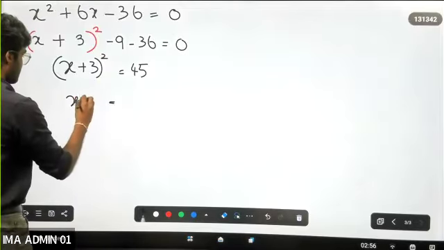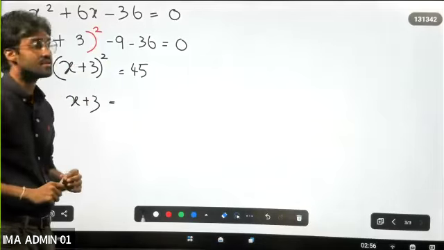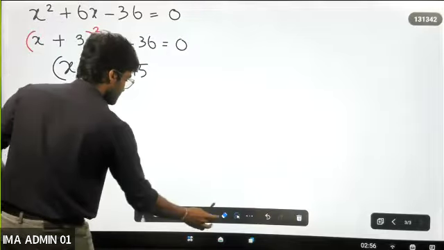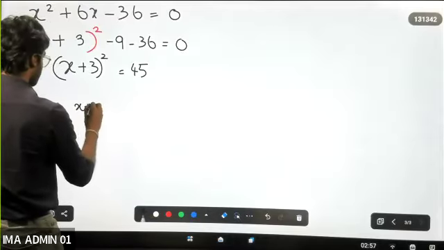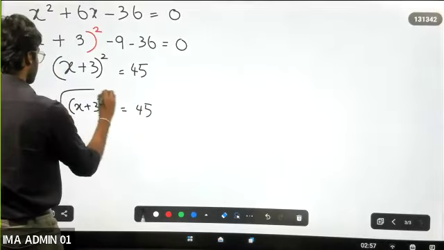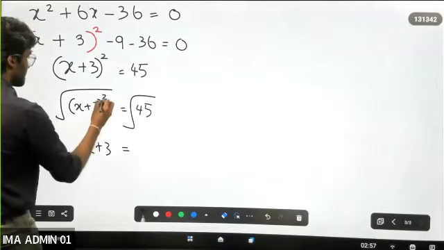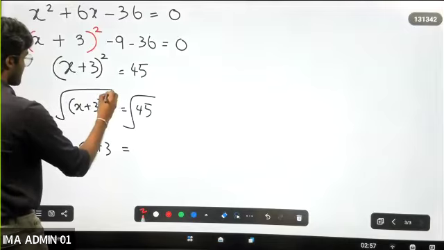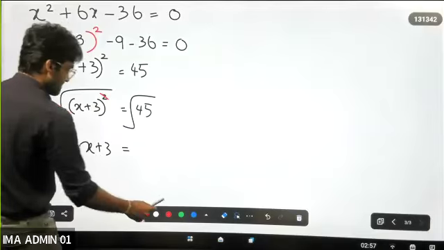Now we could write this x plus 3 and square root both sides. If we do the square root for both sides, you know that. So what I'm trying to do is put a square root on both sides of x plus 3 squared and 45. Then I get x plus 3 here. The square root cancels the square, because square root actually means the power 1/2. It divides the power 2, and what remains is x plus 3.